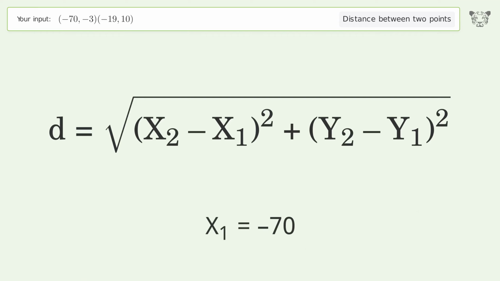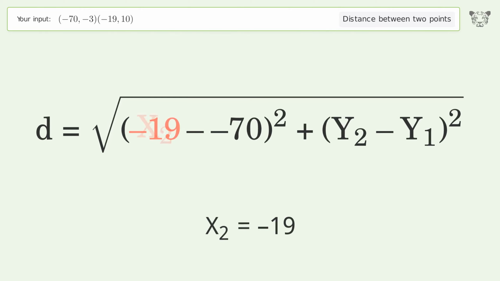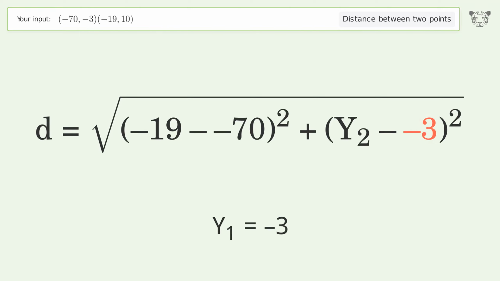x1 equals -70. x2 equals -19. y1 equals -3. y2 equals 10.